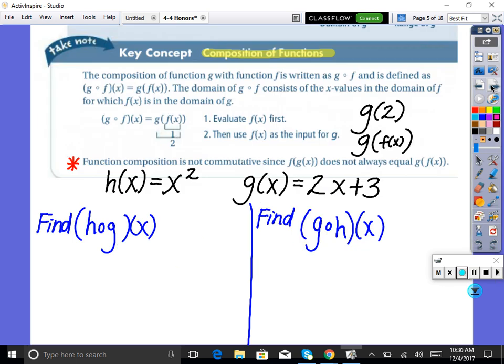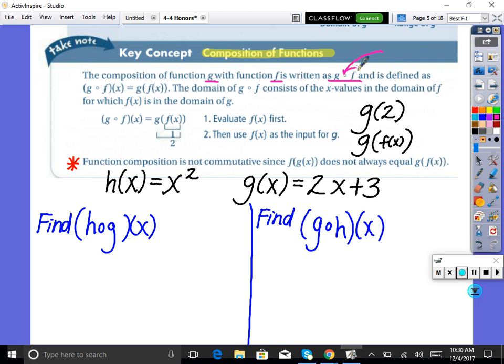All right, now we're going to talk about function composition, one of my favorites. What we're doing is composing one function based on another function. Now remember what composing means. That means creating, correct? So you're going to take a function and plug it into another function, creating a new function. The composition of function g with function f is written as g∘f.